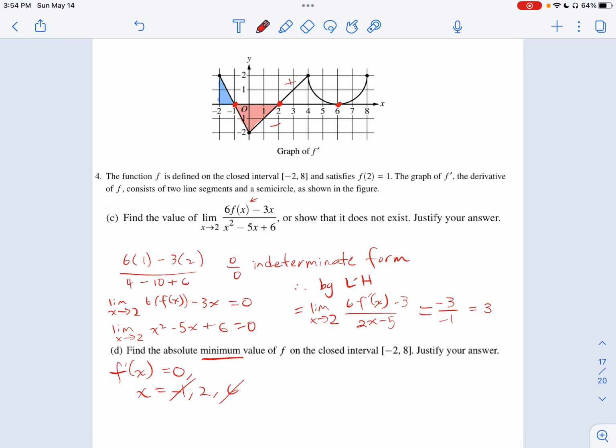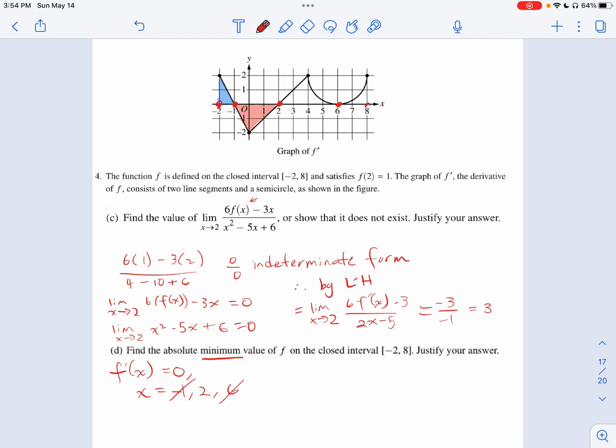And again, at 6, we go from positive back to positive. So we established already there is no extrema there. So there's no way that would be a relative minimum. So we really only need to look at 2, plus the endpoints, which are at negative 2 and positive 8, or I should probably put that on the number line so it's not too confusing.